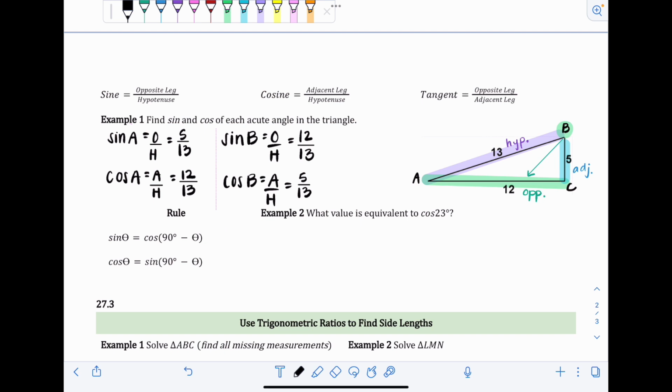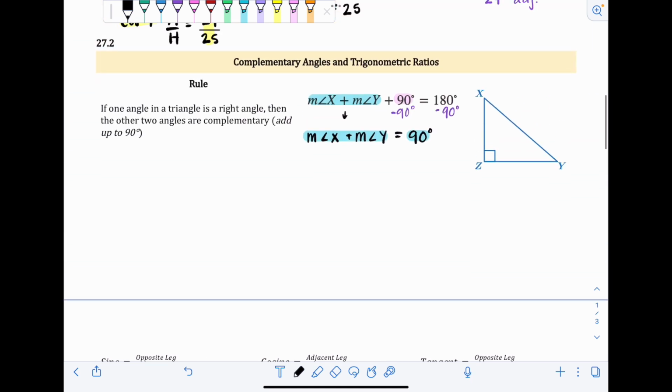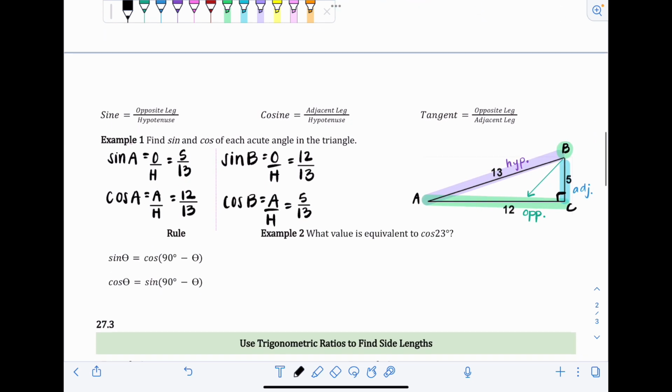And then notice, without even knowing the angle measurements, C is a right angle. I should have added that in before, but C is a right angle. And because C is a right angle, A and B are complementary. That's what we just talked about up here. So if one angle in a triangle is a right angle, then the other two angles are complementary. So C is a right angle, that means A and B are complementary, maybe like 30 and 60, 40 and 50, 20 and 70, or so on. Any two numbers that add up to 90 degrees.